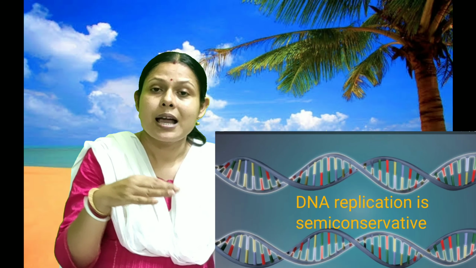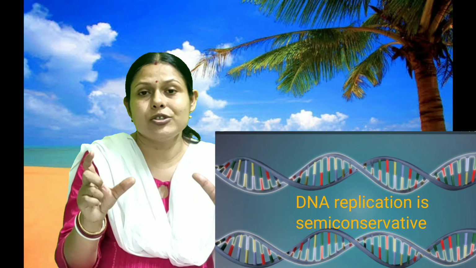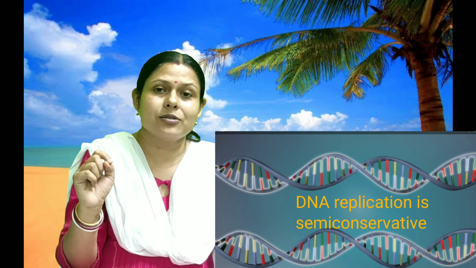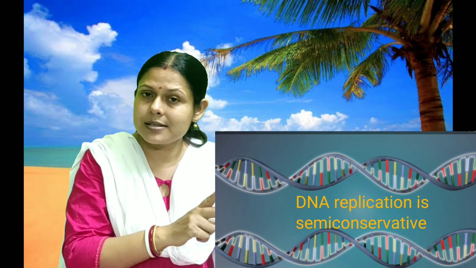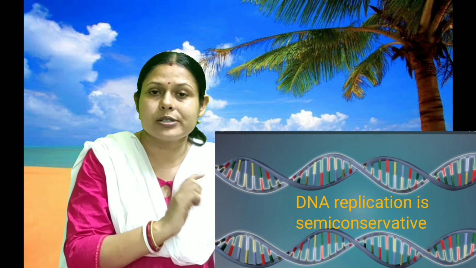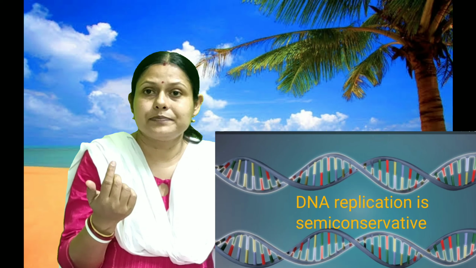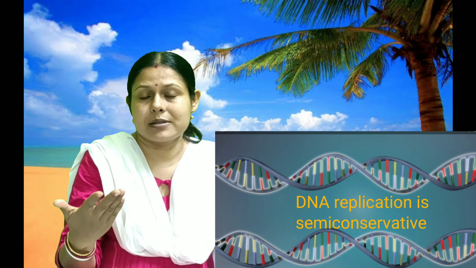So when these new strands are formed, one parental strand gets associated with a newly formed daughter strand, and the other parental strand also gets associated with a daughter strand. This type of formation, or replication of the DNA, is known as the semi-conservative method of replication. Why semi-conservative? Half. That means one original parental strand is there, and a newly formed daughter strand is also associated. So this is also a property of the DNA, that it replicates semi-conservatively. That is about the DNA's replication.